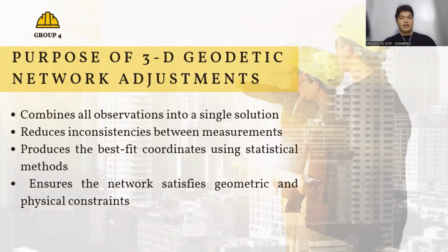3D geodetic network adjustment combines all observations into a single solution, reduces inconsistencies between measurements, produces the best fit coordinates using statistical methods, and ensures the network satisfies geometric and physical constraints. So, this process improves accuracy, consistency, and the reliability of survey results. Without adjustment, survey measurements may contain inconsistencies that could affect engineering and mapping projects.